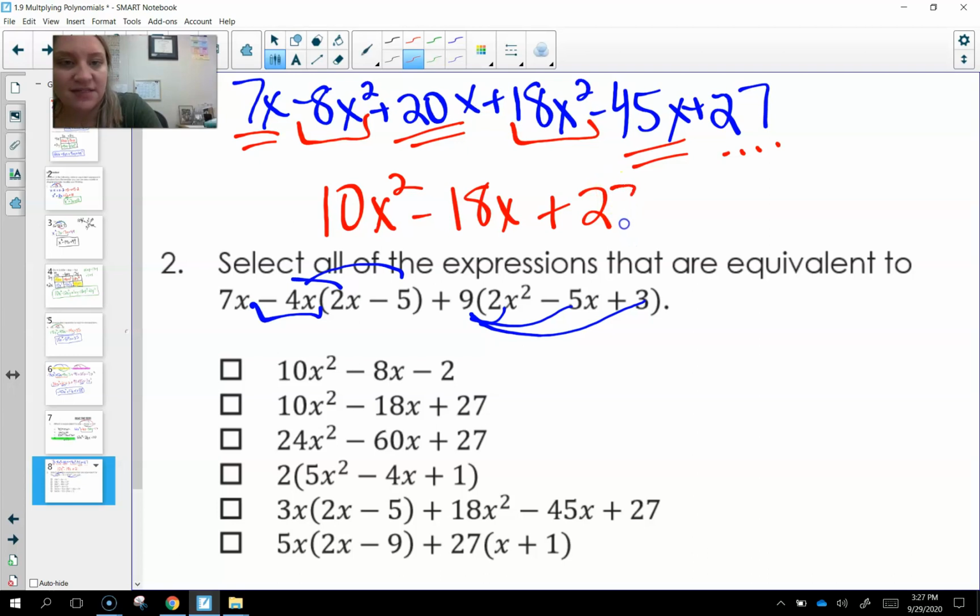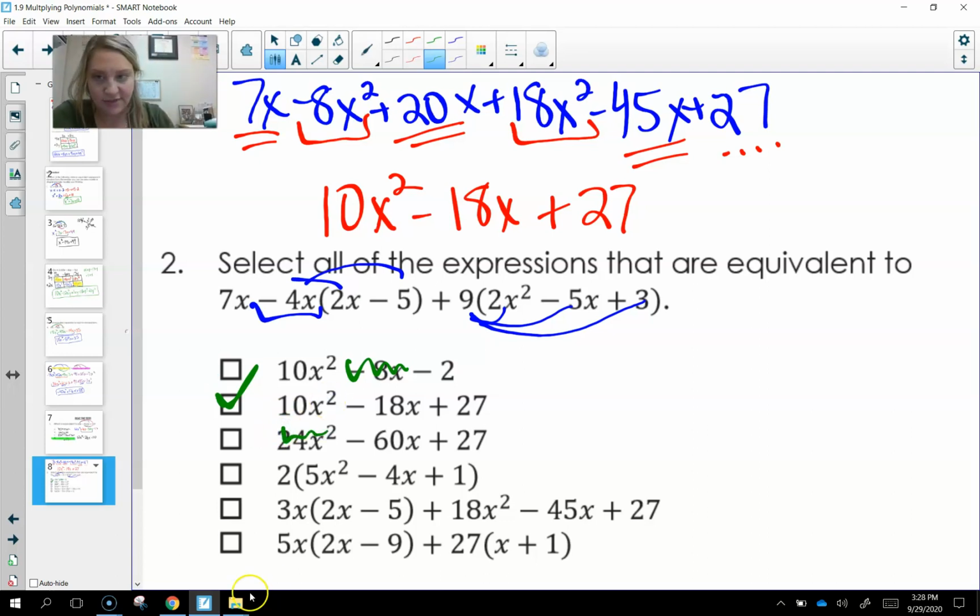So I want to check off the boxes that equal that same polynomial. Here, let me make sure I added correctly. Yes. All right, so this one says 10x squared, which is good, minus 8x. Nope, that does not match because of that piece. So that one's out. 10x squared, okay, I like that. Minus 18x, okay, plus 27. Yes, that one matches. 24x squared, nope, right away, that's not right.